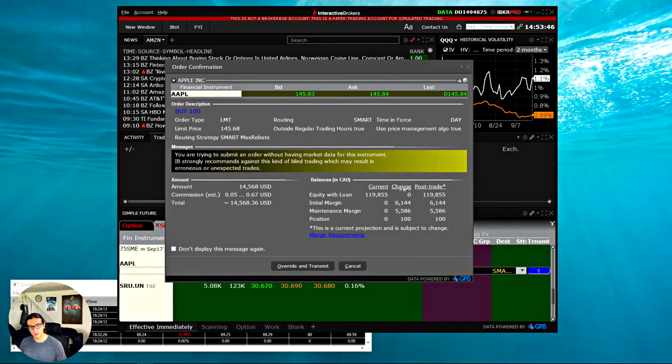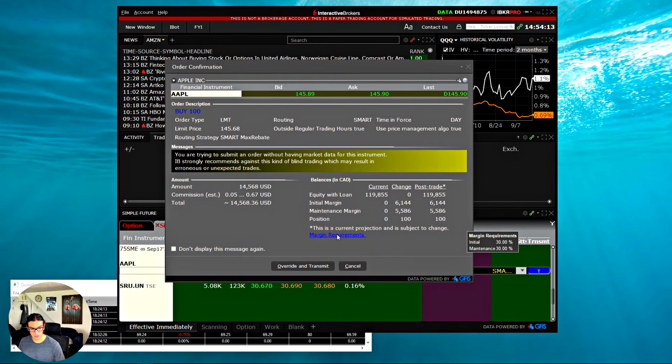Now, if we go over to the right side of the screen here, this is the important information where it says initial margin. This right here is the amount that you're actually putting up in your own buying power, 6,144. The rest of the value of the trade, the broker is loaning you that money. And also, if you go down right here, it says this is a current projection and is subject to change.